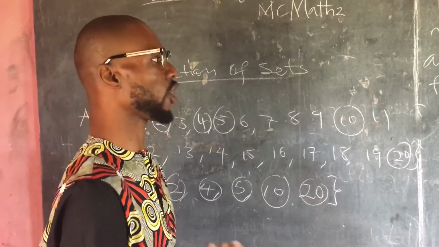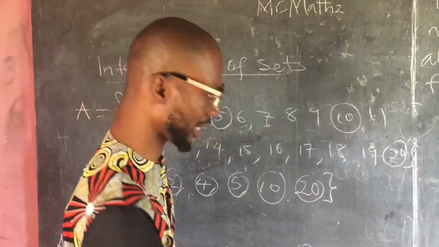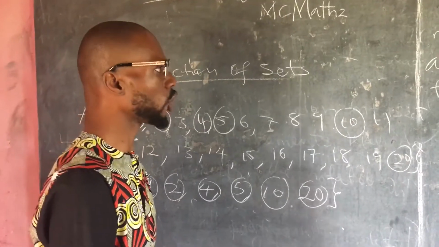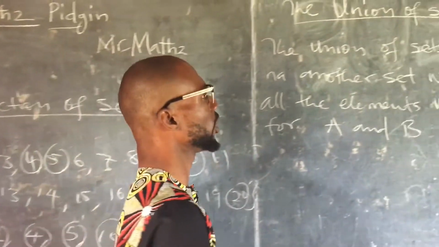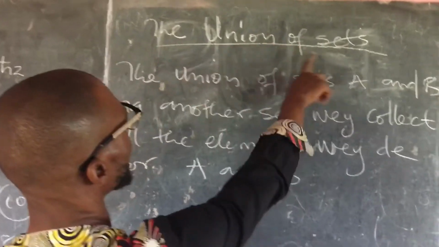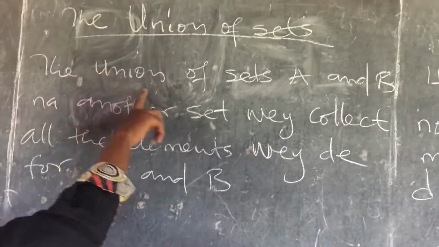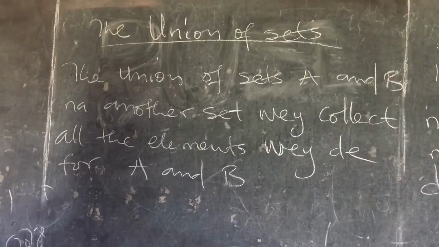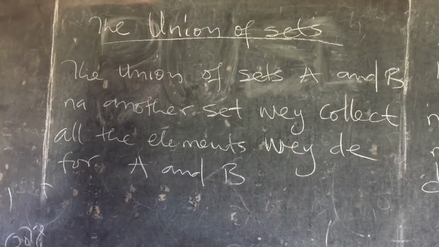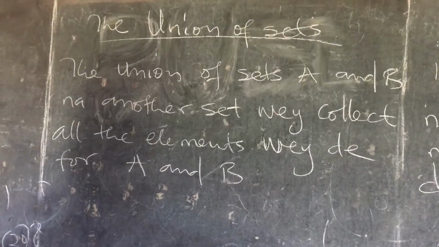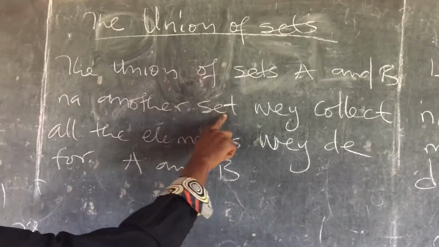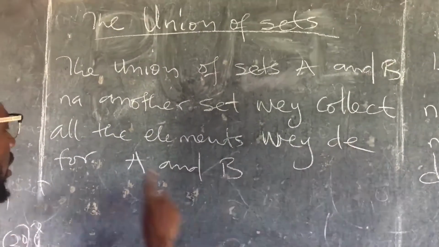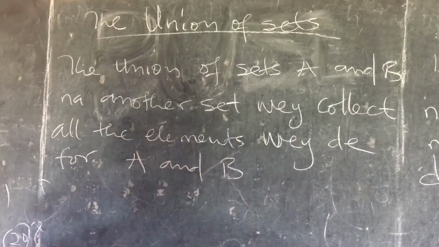Collect the element wey dey common between 2 or more sets. I hope say that one clear. The next thing we go talk about na union of sets. So union of sets like this, you say the union of sets A and B. If I get two sets A and B, so their union na another set wey collect all the elements wey dey for A and B.